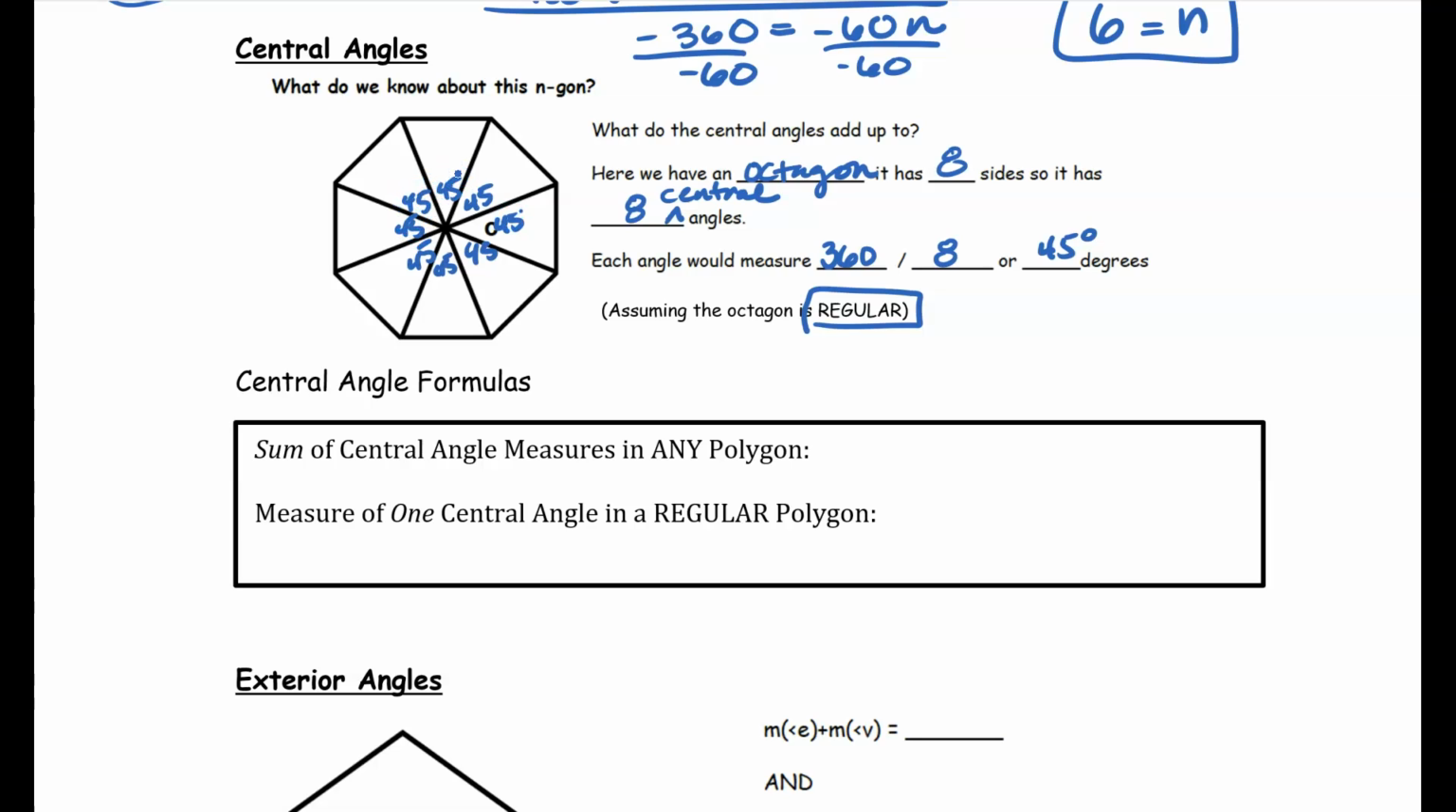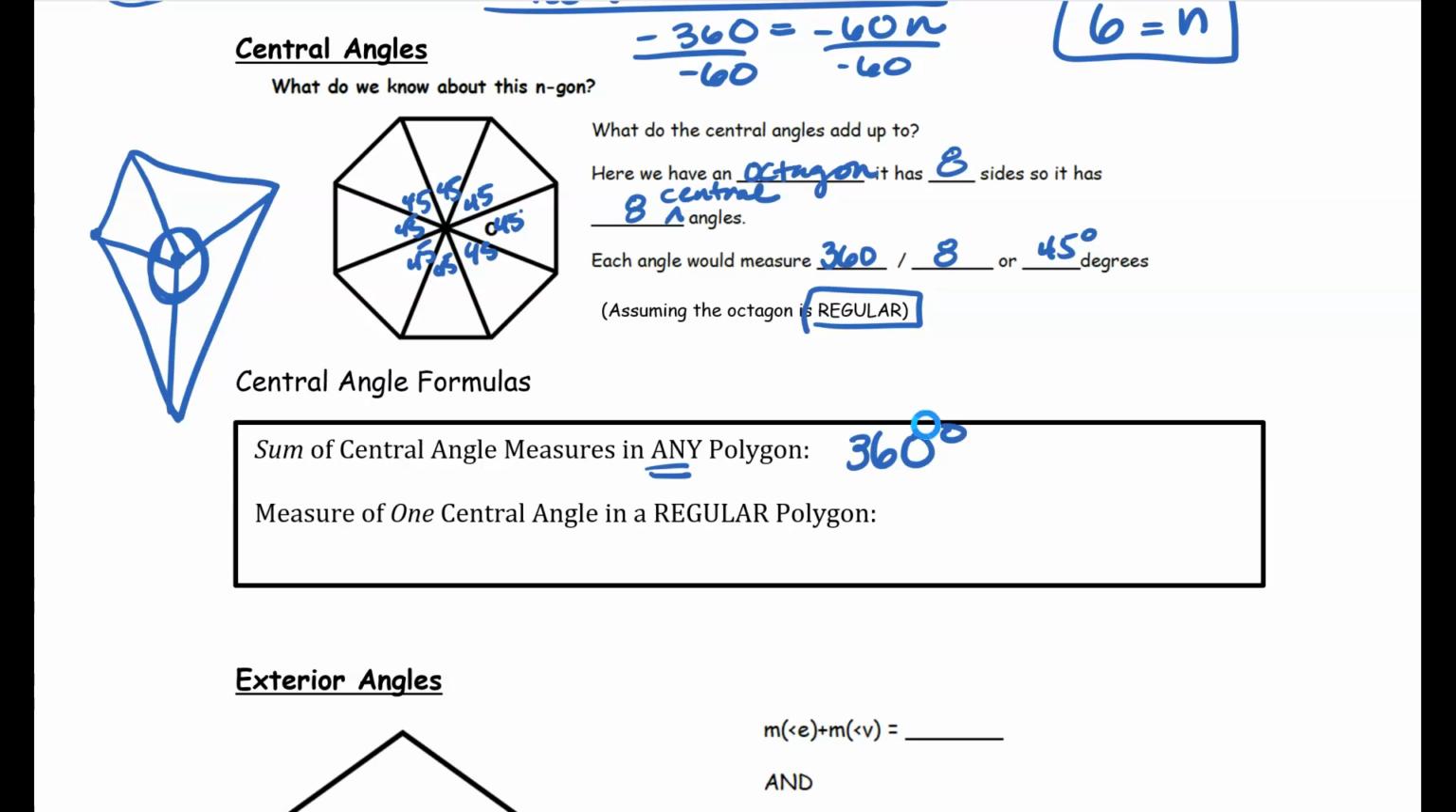So in general, the sum of the central angle measures in any polygon, even polygons that are not perfect, like if I were to just draw one here and find the central angles, you can just eyeball this and see that these are not the same. This angle here is not the same as this one, but they do all make a circle and they all add up to 360. So the sum is always 360.